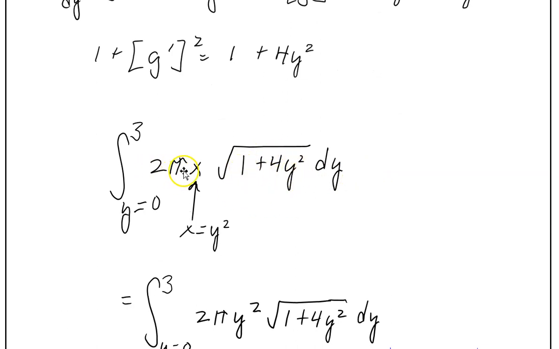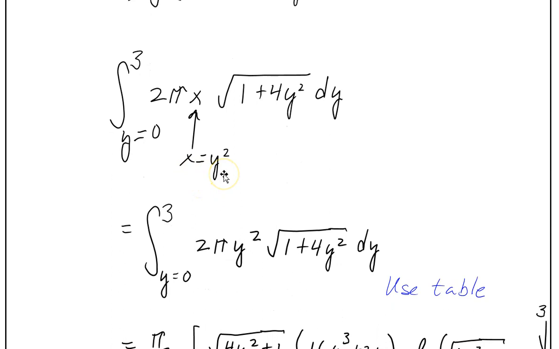The formula is 2 pi times the radius, and the radius is the x value on the curve. But the curve is x equal y squared, so we can replace the x with y squared. We need to do this since the differential is dy and we need all our variables in the integrand to be y values. This gives us 2 pi y squared times the radical 1 plus 4y squared dy. We change our limits of integration from x values to y values to correspond with the differential dy.